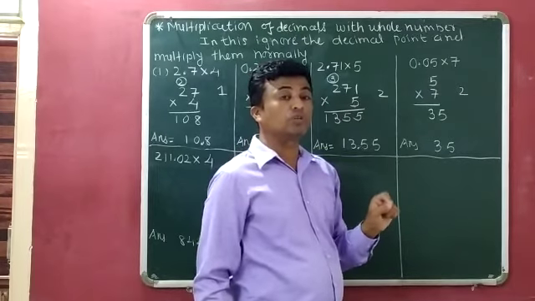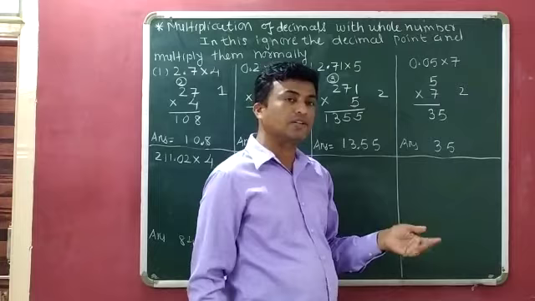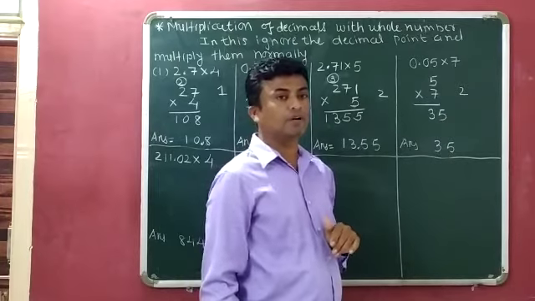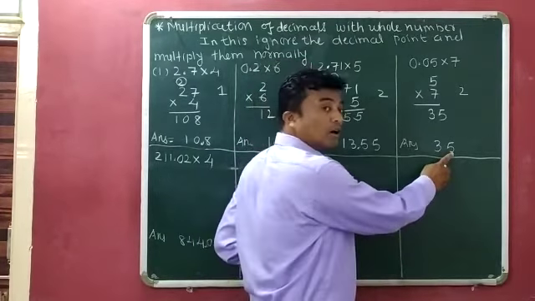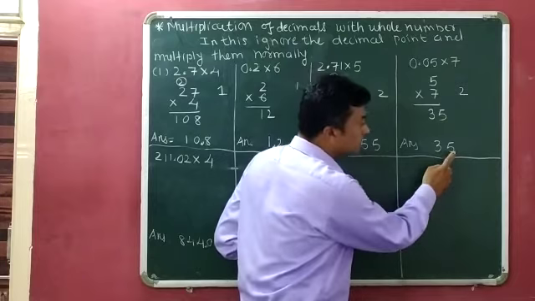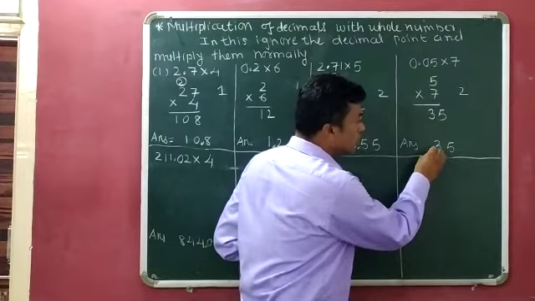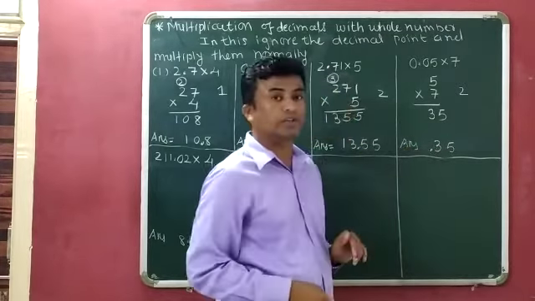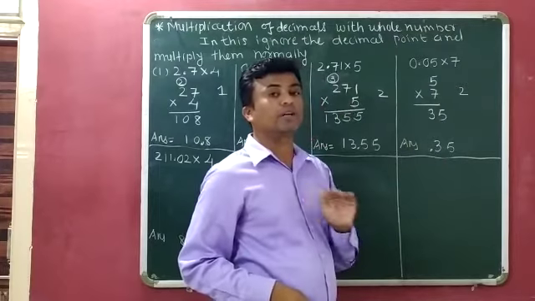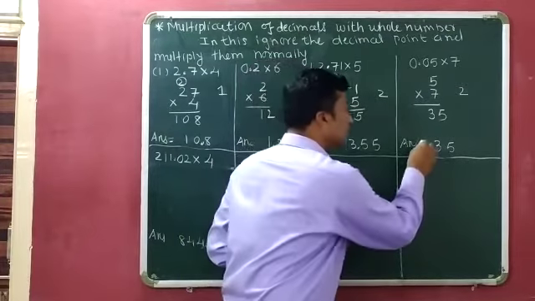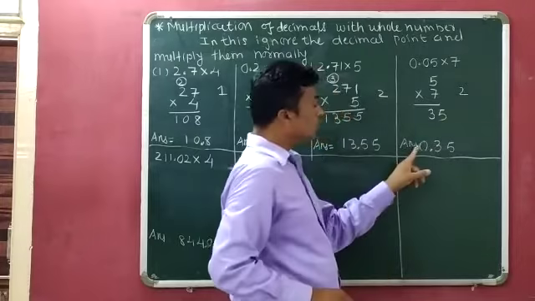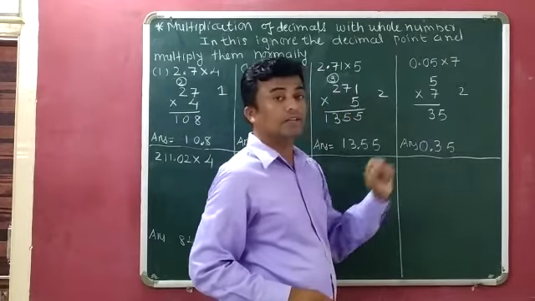So we can count 2 digits from right hand side in the answer, and then we can write the decimal point. So see 1 and 2. So the decimal point will come before the 3. And before the decimal point any digit is not available, so we write 0. So the final answer is 0.35.